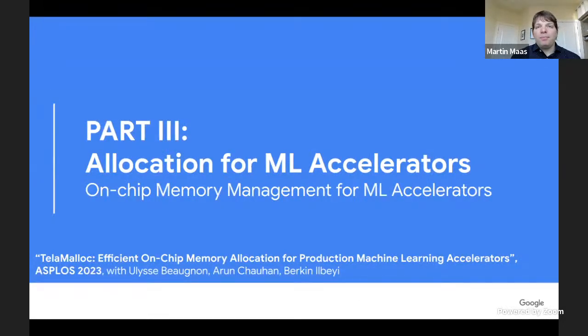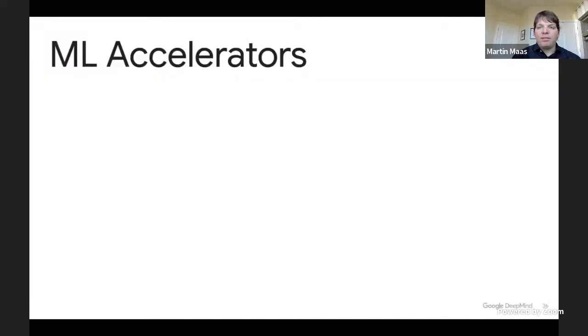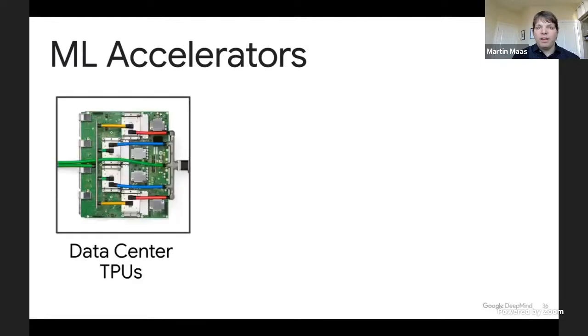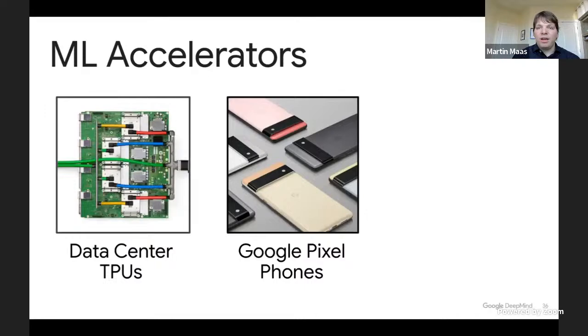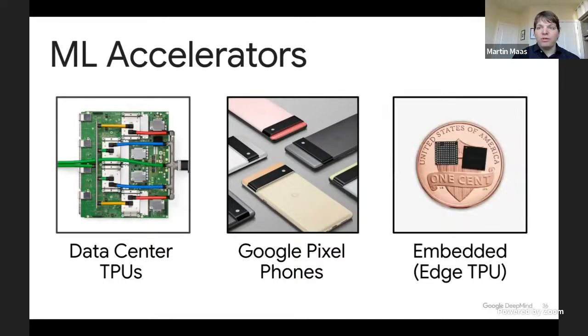The second example I want to talk about is quite different, and it touches a little on the systems for ML aspect as well. This is about allocation in ML accelerators. ML accelerators exist in a range of different places. For example, at Google, we have data center TPUs, we have a machine learning accelerator in the Google Pixel phone, and there are also embedded edge TPUs.